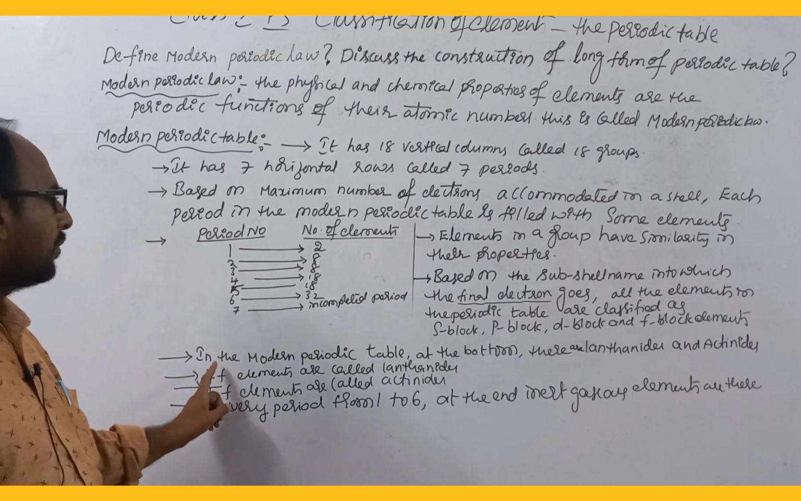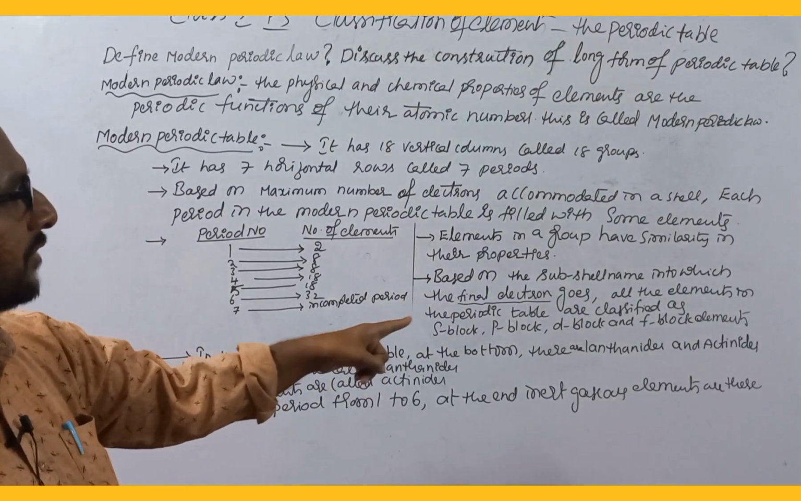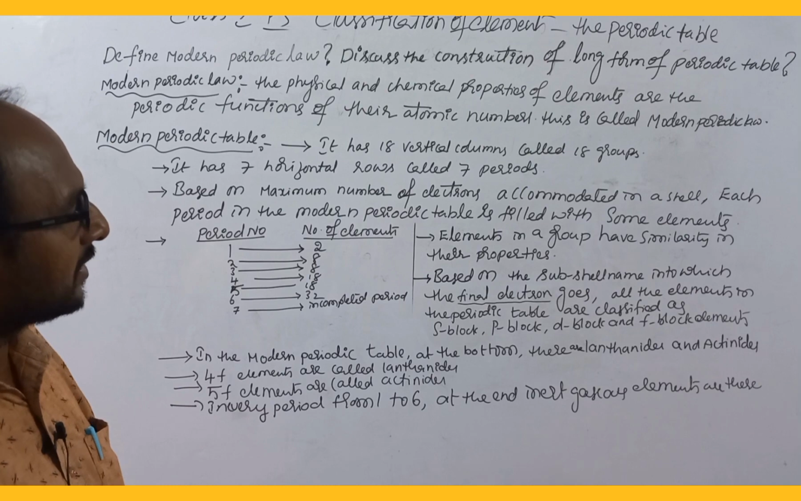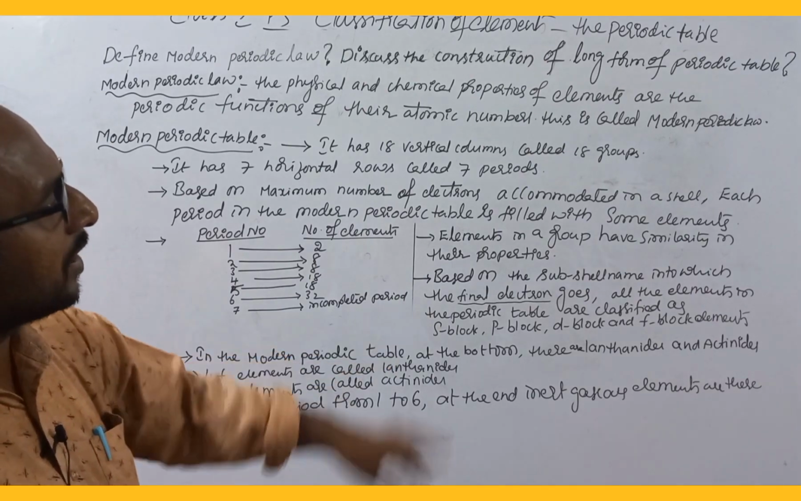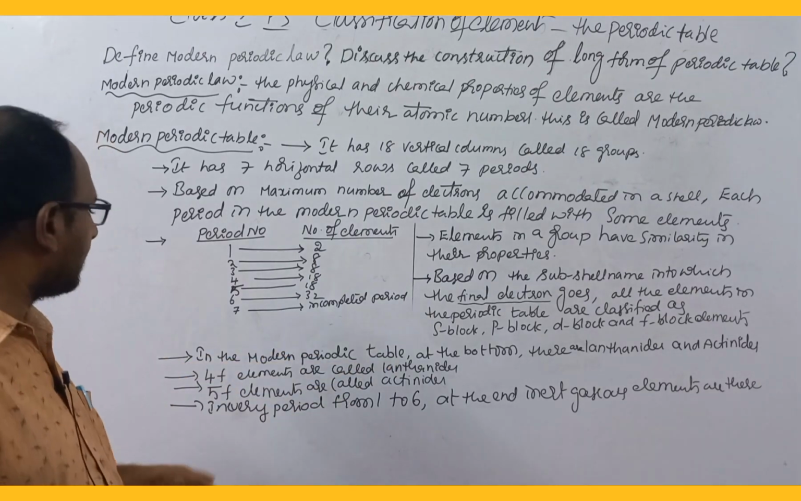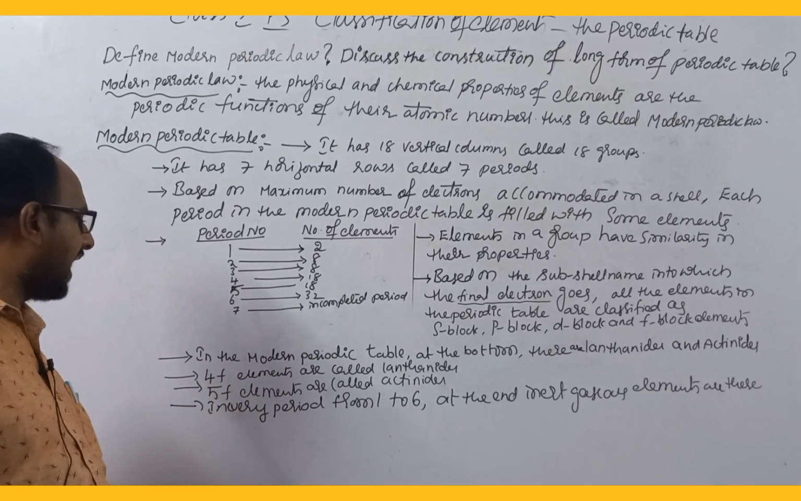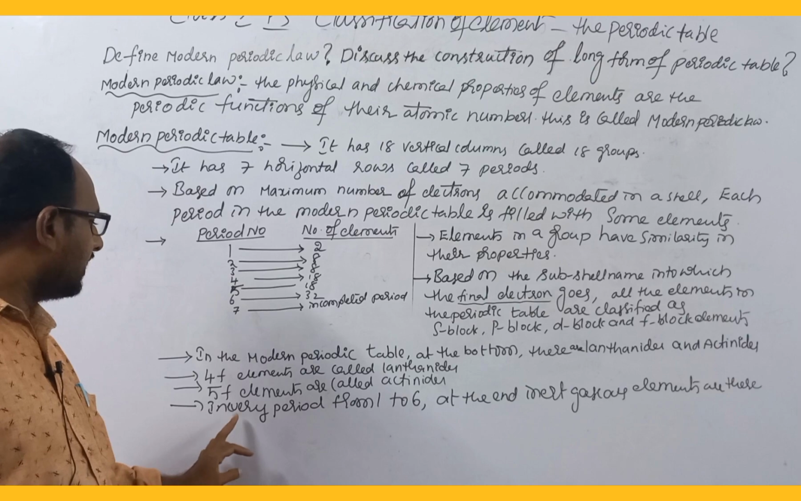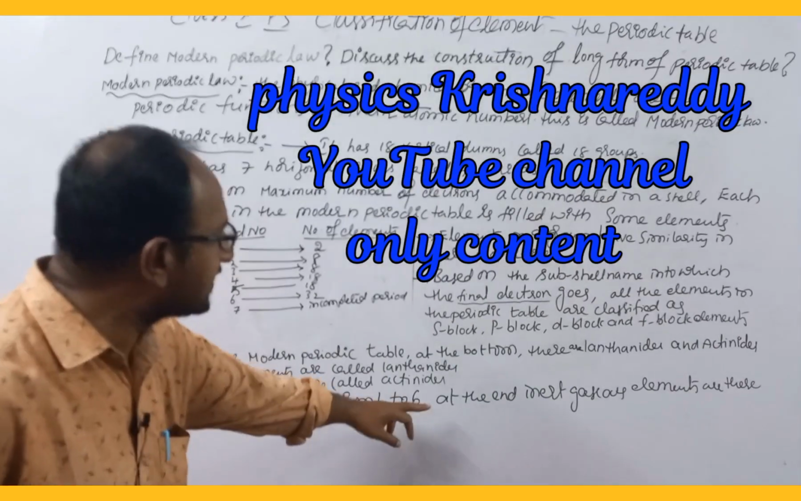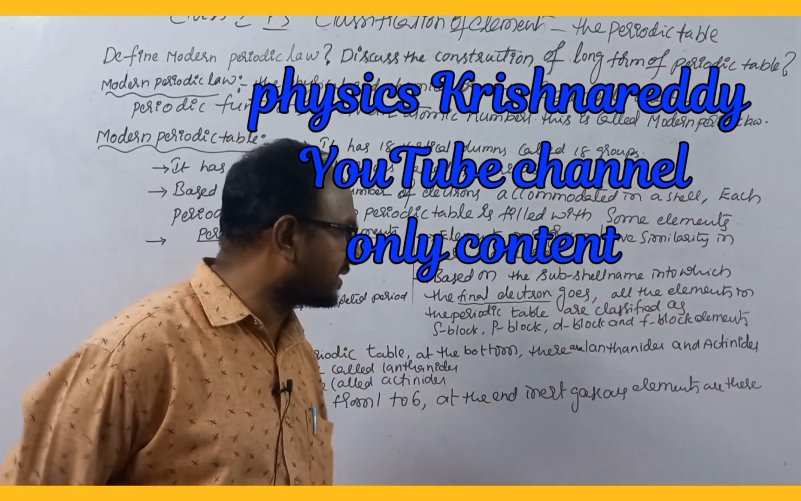In the modern periodic table, at the bottom there are 2 separate horizontal rows having elements which are called lanthanoid elements and actinoid elements. 4F elements are called lanthanoids, 5F elements are called actinoids. In every period from 1 to 6, at the end inert gaseous elements are there.